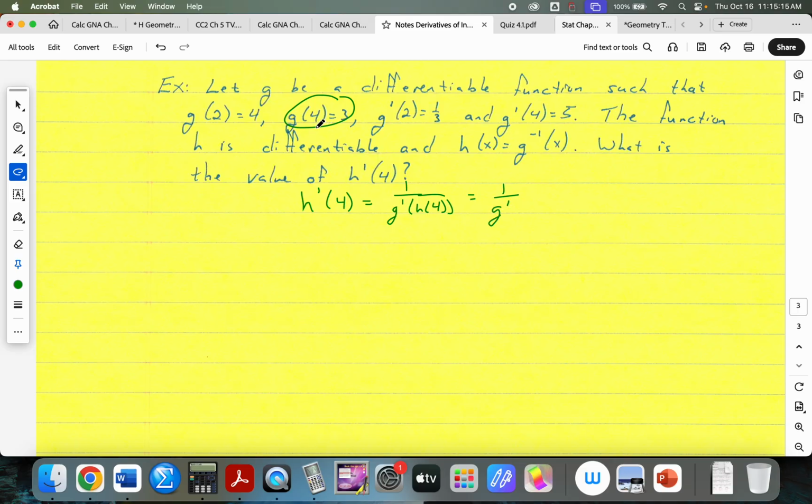Oh, sorry. So G of 4 is 3. If G of 4 is 3, that means that H of 3 is 4. But do I really want H of 3? No, I want H of 4. Oh, hey, look at that. If G of 2 is 4, then H of 4 is 2. And that's where people get turned around on this. You've got to know that rule about derivatives. So this is 1 over 1/3, which is 3.